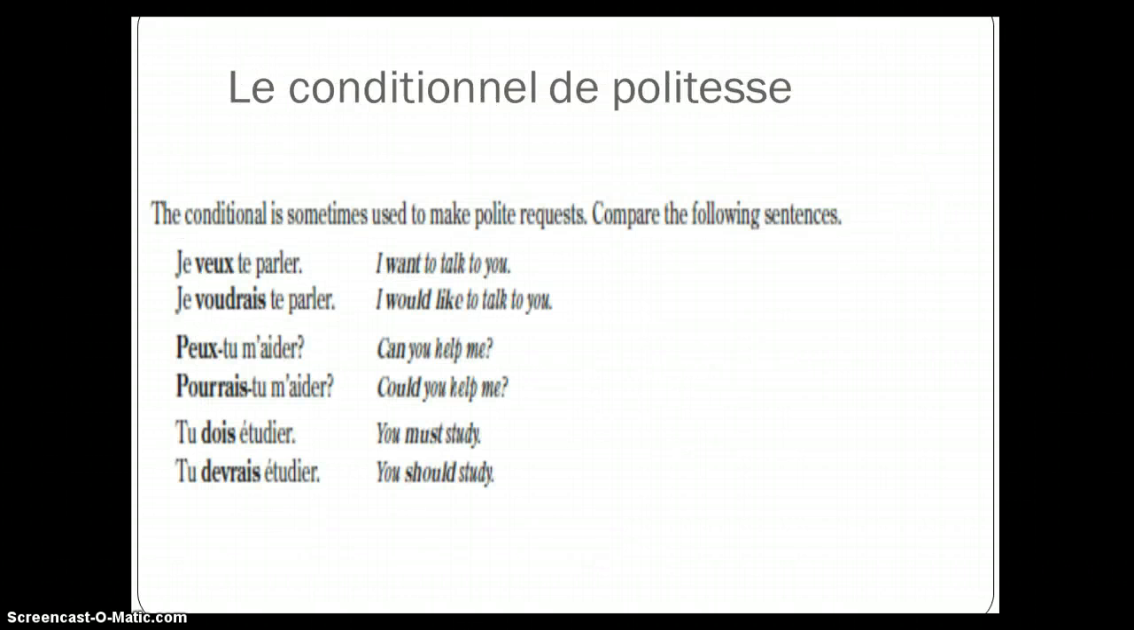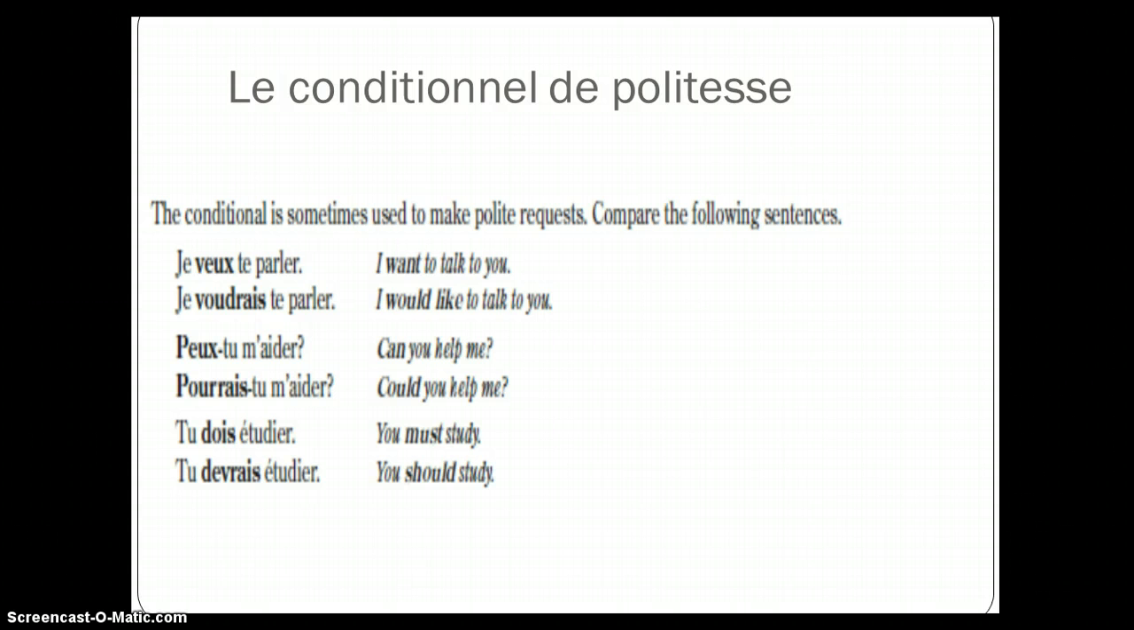There's also another situation where you would use the conditional, and that's when you want to speak more politely. So you already know one of these. You've been using it since Français 1. Je voudrais means I would like. Now, it is possible to say je veux te parler, I want to talk to you. But it's a little bit nicer to say je voudrais te parler.